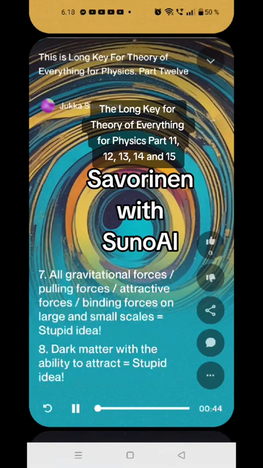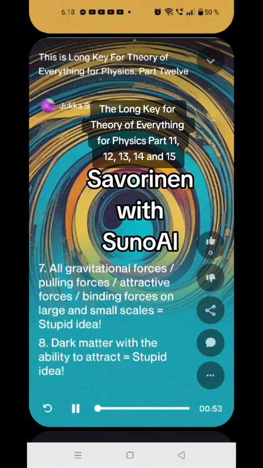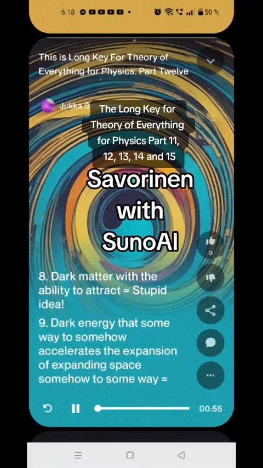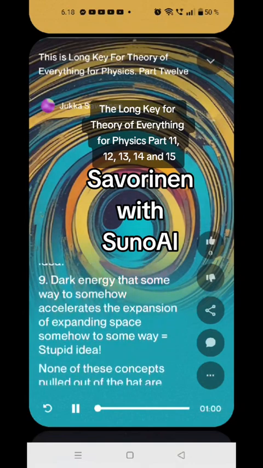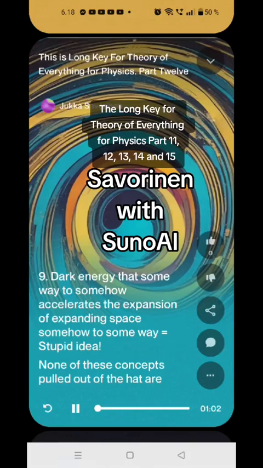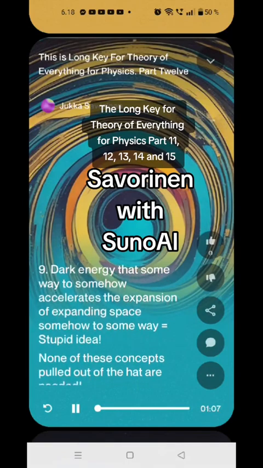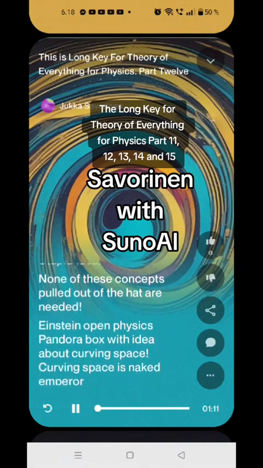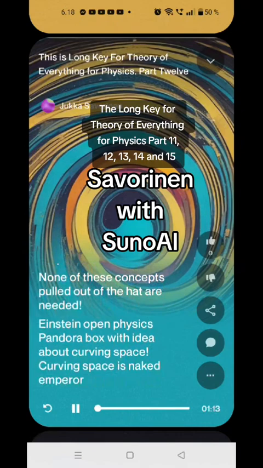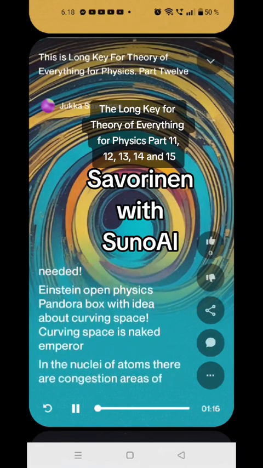7. All gravitational forces, pulling forces, attractive forces, binding forces on large and small scales equals stupid idea. 8. Dark matter with the ability to attract equals stupid idea. 9. Dark energy that some way somehow accelerates the expansion of expanding space, well, stupid idea. None of these concepts pulled out of the hat are needed.